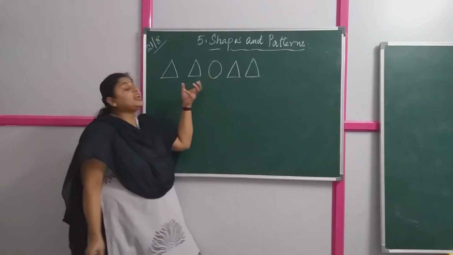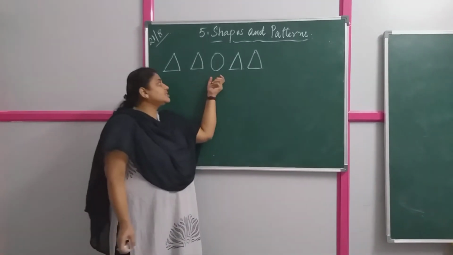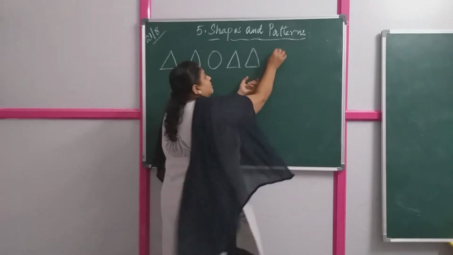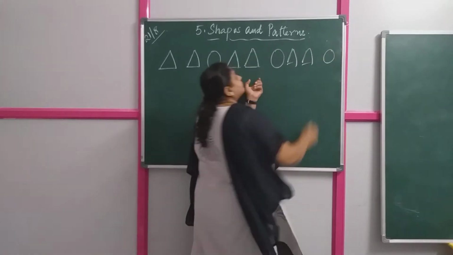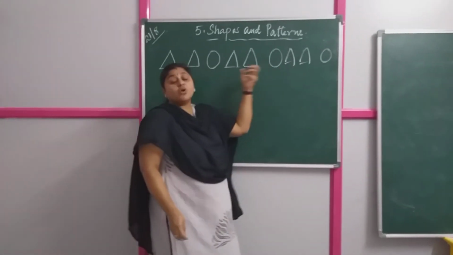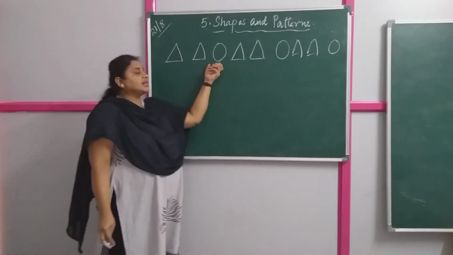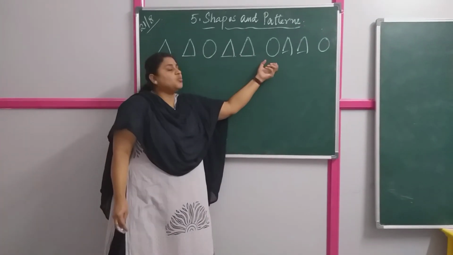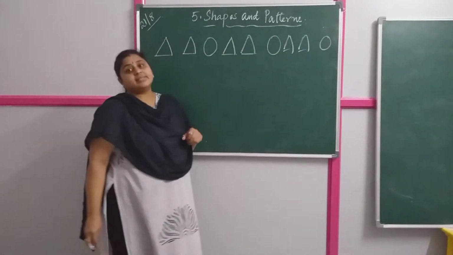Now I am following one pattern, one design. Two triangles, one circle, two triangles, one circle, again two triangles, one circle. This is one pattern. So I have followed one design. This is called the pattern.